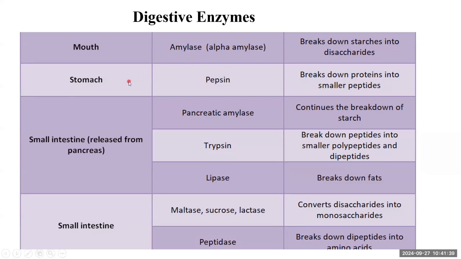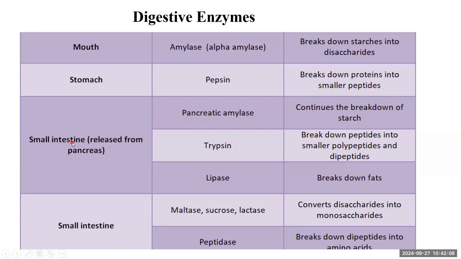The next part is the stomach, which releases pepsin. It breaks proteins into smaller peptides. Proteins means you ate something like steak in big chunks. Pepsin basically breaks down those big chunks into smaller chunks, so that the smaller chunks can be digested chemically by a further series of enzymes.